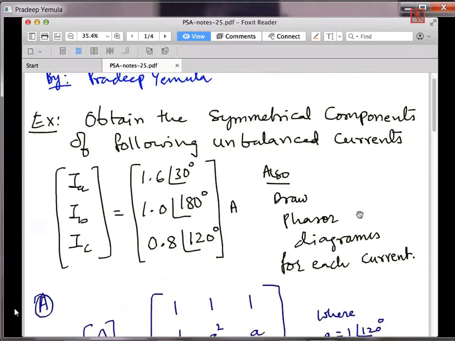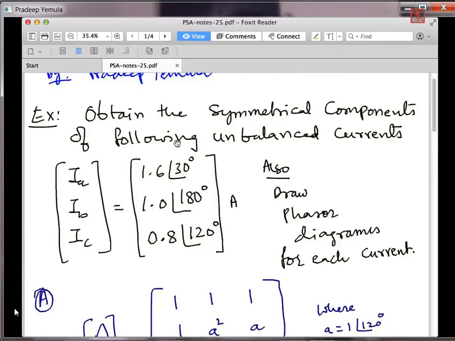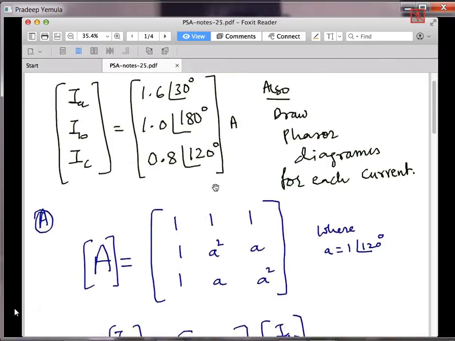We started right away with an example problem: obtain the symmetrical components of the following unbalanced currents. IA, IB, IC, three currents are given. As you notice, they are not symmetrical. Why? Because first the magnitudes are different: 1.6, 1.0 and 0.8. For a balanced system, all magnitudes should be the same. And here the difference is only 60 degrees and so on. So they are not a balanced set. But I want to express IA, IB, IC in terms of sequence components and also draw the phasor diagram.